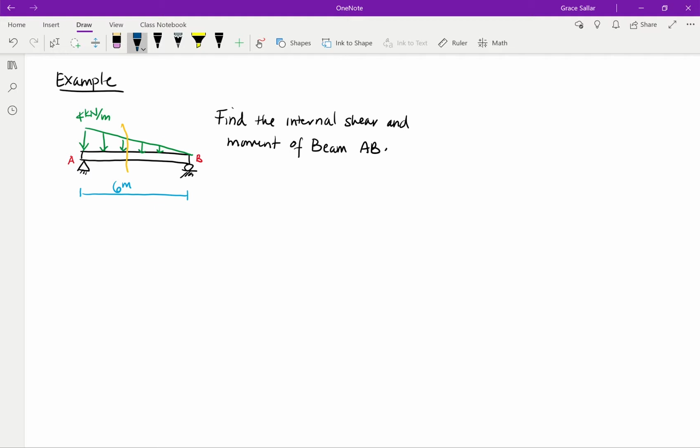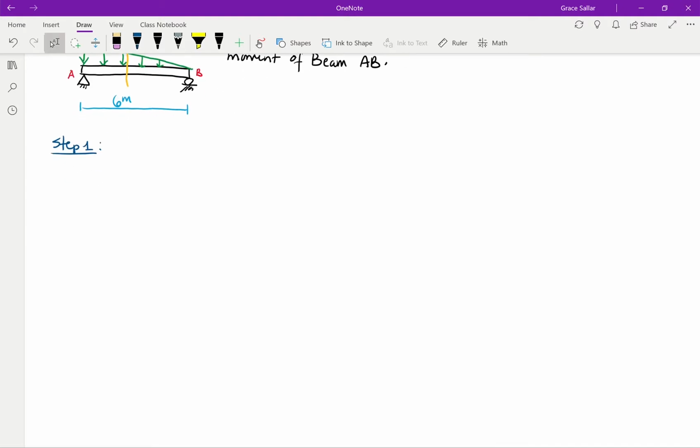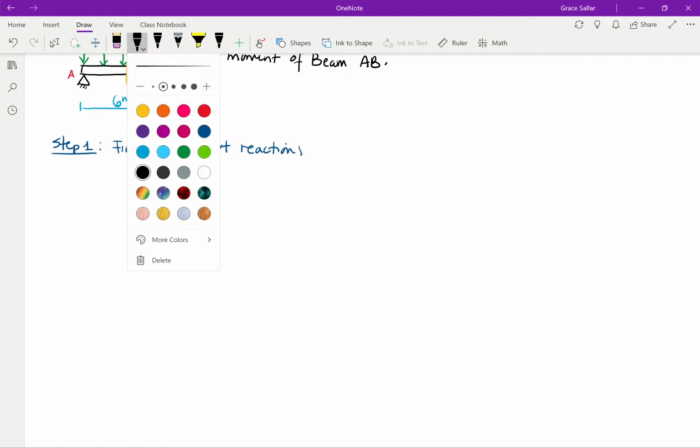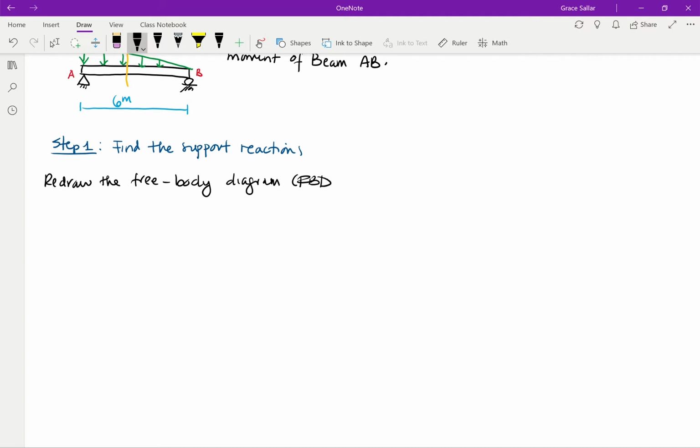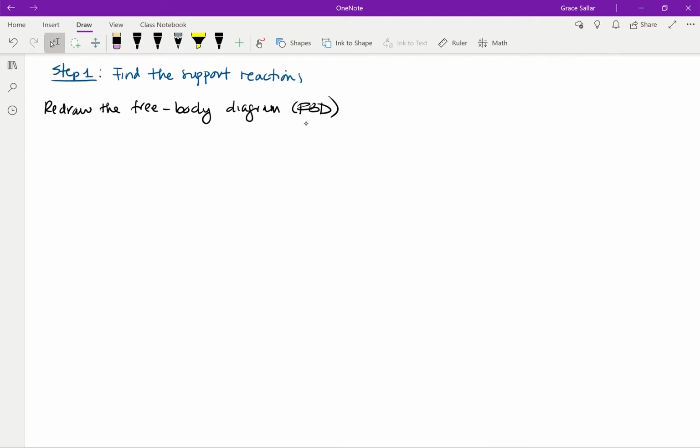Okay, so we're going to go with step 1. I don't always write step 1, but for today's video, we're going to go ahead and do that. Step 1, find the support reactions. So, if we draw the free body diagram, and henceforth it's going to be called FBD, I'm just writing that out so we all know.